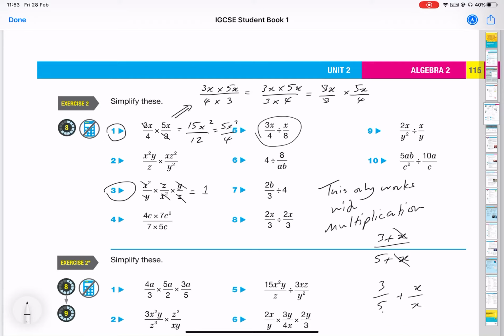3x over 4 divided by x over 8 is the same as 3x over 4 times 8 over x. And now here I can see boom, boom, boom, boom, 4. Done. That's going to give me 3 times 4, which is 12.